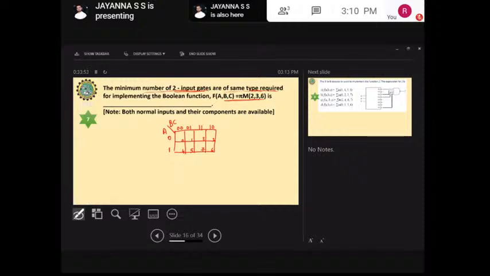Next, I'm going to apply here, since this is the max terms, 2, 3, 6. 2 will be 0, 3 will be 0, and 6 will be 0. Next, I'm going to map this one. So if I'm going to map this one, I'm going to get this expression.